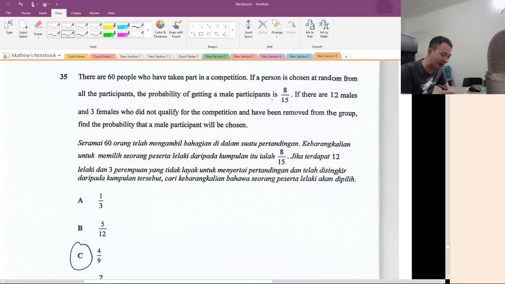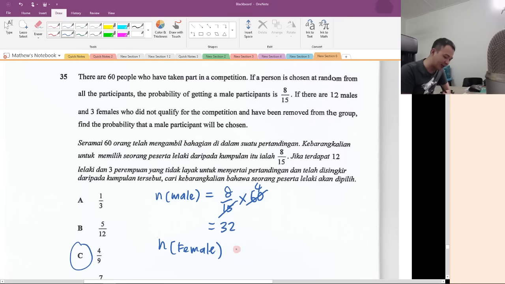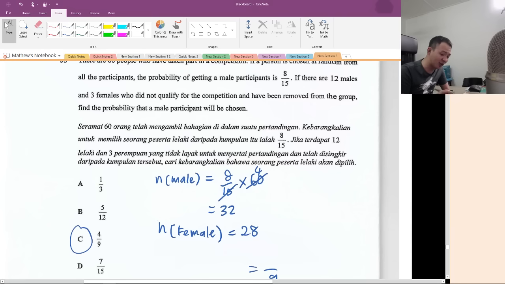So I want to find the number of males here. Because this is the chance of getting a male, I just use 8 over 15 multiplied by 60. Then I simplify and I get 32. So the number of males is 32. The number of females will be 60 minus 32, which is 28. Then the question says 12 males and 3 females who did not qualify were removed from the group. So basically they kicked out 15 people, 12 boys and 3 girls.